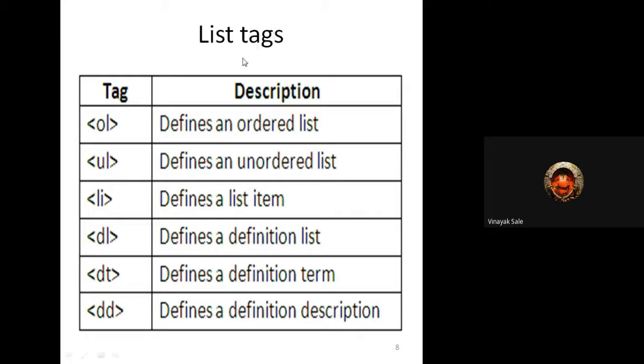So see this table, in this table there are different list tags. OL defines an ordered list. UL defines unordered list. LI defines a list element. Then DL defines a definition list. DT defines definition term, and DD defines definition description.